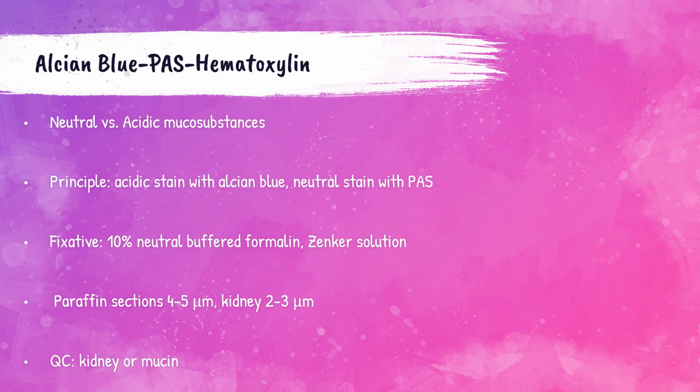Alright, so there's also an Alcian blue PAS hematoxylin stain, and this is used to differentiate between neutral and acidic mucosubstances. Acidic mucosubstances are stained with the Alcian blue, and the neutral mucosubstances are stained with the PAS reaction. Tissues must be fixed in either 10% neutral buffered formalin or Zenker solution for this staining reaction. The sections must be cut from 4 to 5 microns in thickness unless you're using tissue from the kidney. Kidney sections should be cut at 2 to 3 microns in thickness. Quality control for this stain can either be a kidney or mucin control.